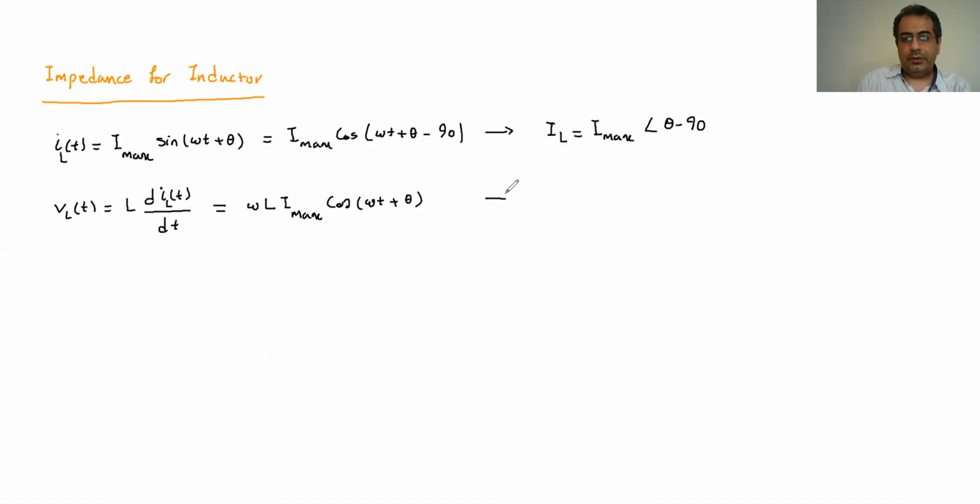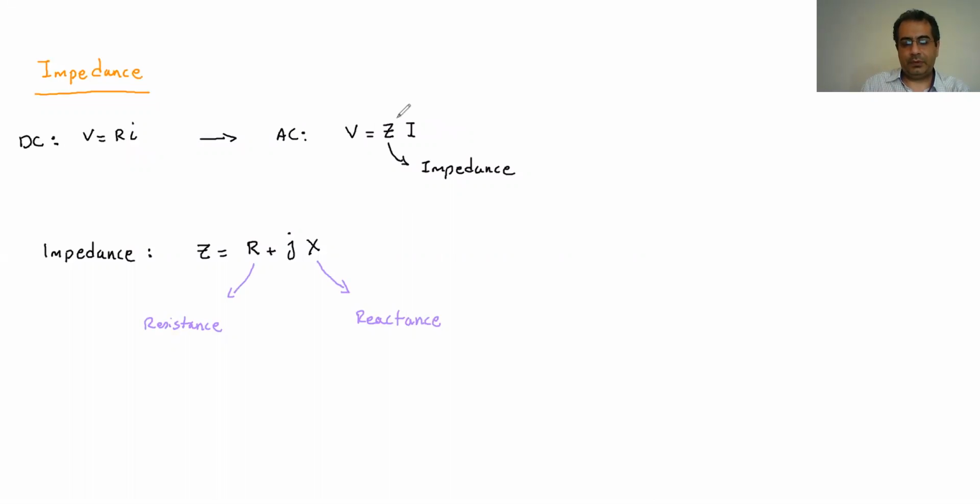Therefore I can write it in the form of, again, a phasor. So VL is going to be omega L I max with angle of theta. So these two equations we have: I have the IL and VL in the format of the phasor. Now remember the equation I wanted to write: V is equal to ZI. So I'm going to find out how I can write V is equal to ZI here.